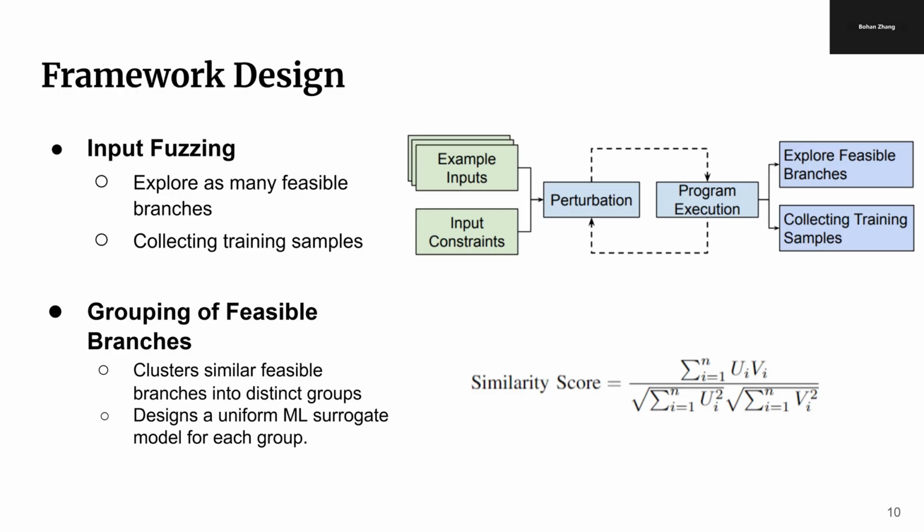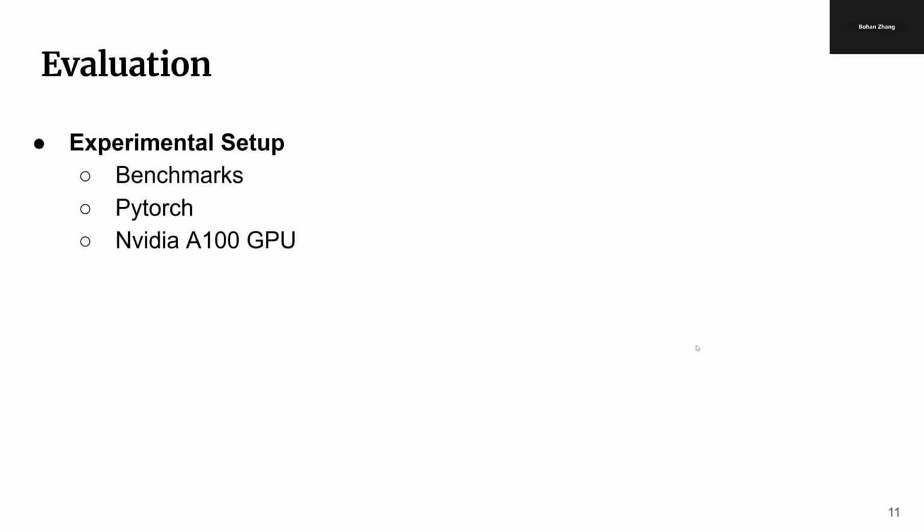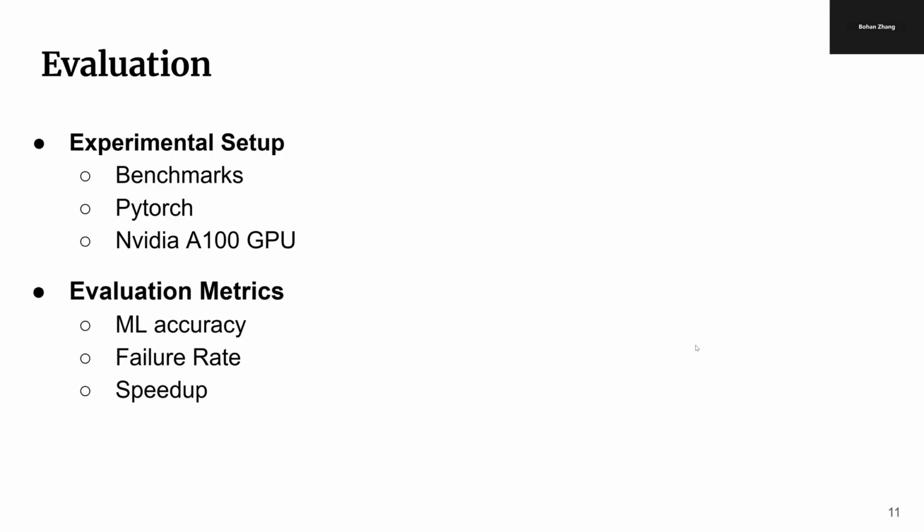So that's how PALM is built. Now let's see how well it works. For the evaluation, we focus on the 7 benchmarks that exhibit branch divergence, the hard cases. For each, PALM generates the model in PyTorch. We compare with the C++ LibTorch library, embed the models within one application, and run it on an NVIDIA A100 GPU. We look at three things: prediction accuracy, failure rate, and end-to-end speedup.